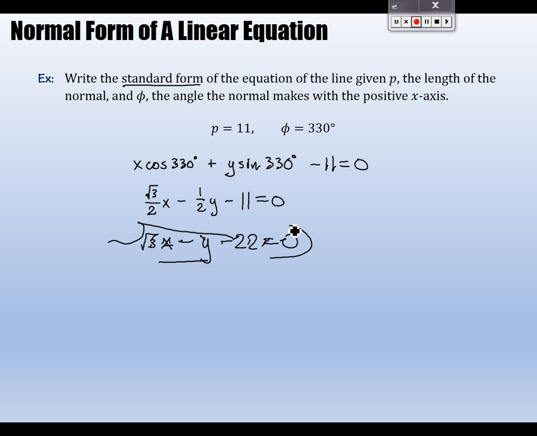Say that one more time. I think we should try and clear the fractions at least. Someone could also ask you to get this in slope-intercept form, which you could easily do. It's y equals root 3x minus 22. That would be slope-intercept form. And let's just check our intuition on this too. If before we did any of this, someone asked me to draw a sketch of this line, I might be like, okay, 330 degrees.